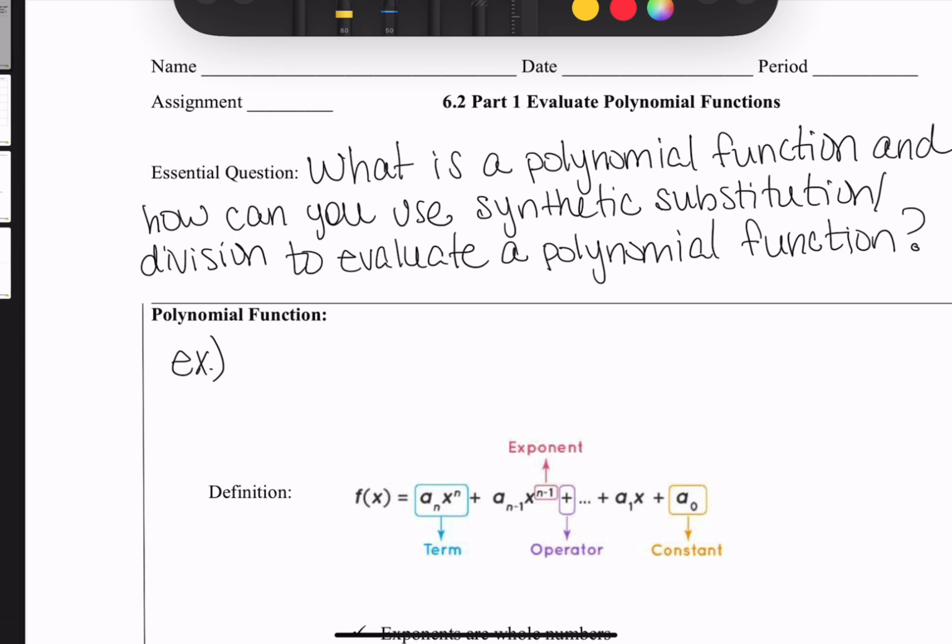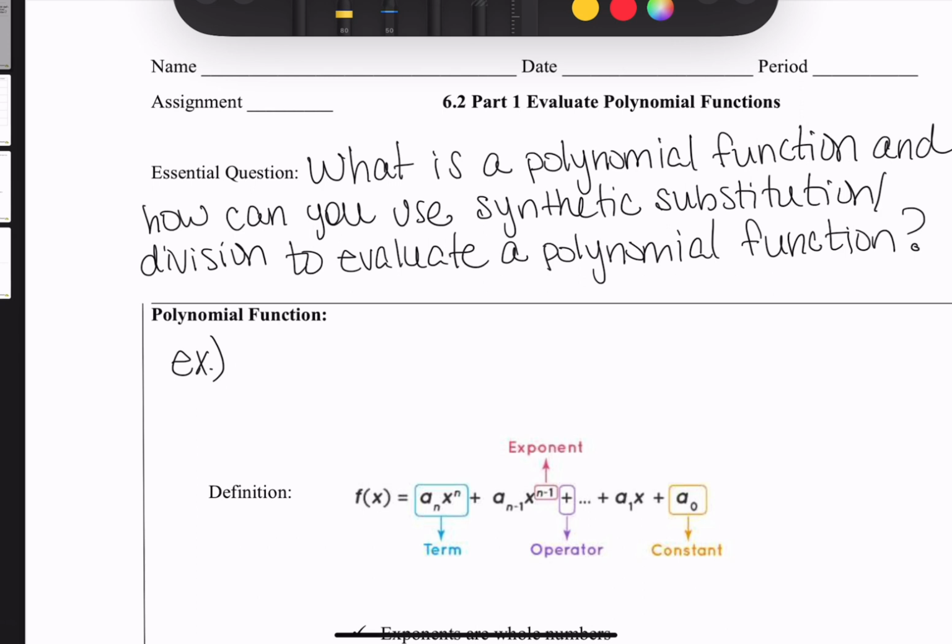Polynomial functions are not new to you. Linear functions are polynomial functions. Quadratic functions are polynomial functions. And there are many, many, many more. So today we're going to learn even more of them, and we're going to learn about what makes a function a polynomial function.